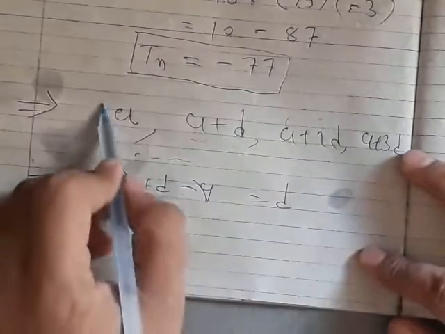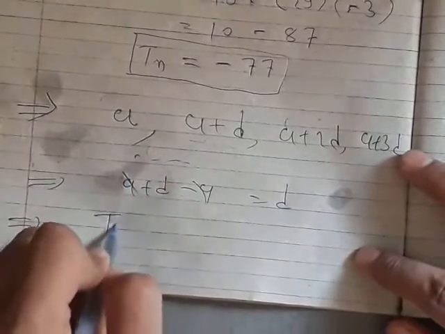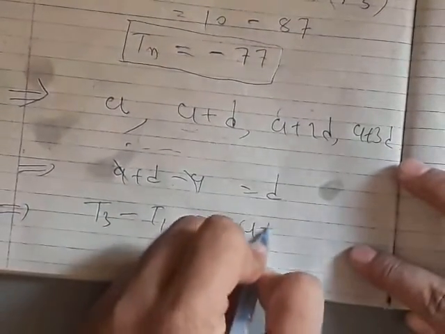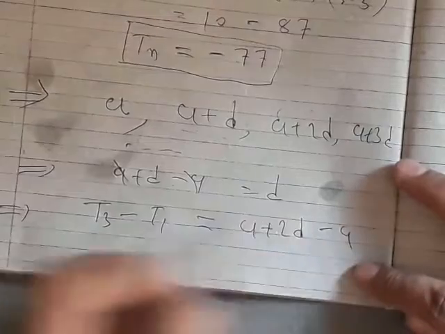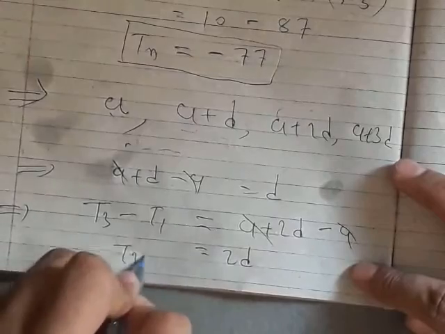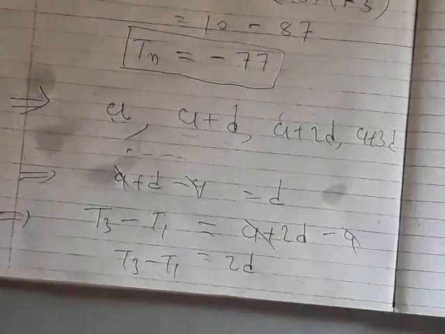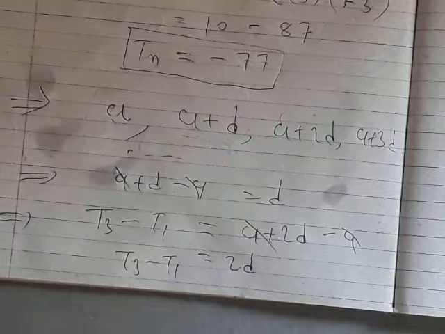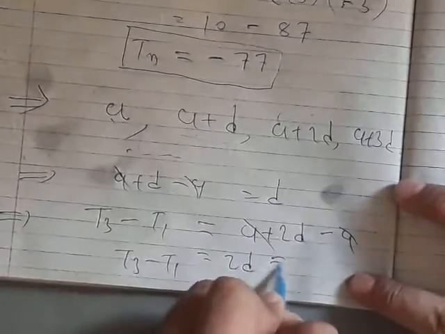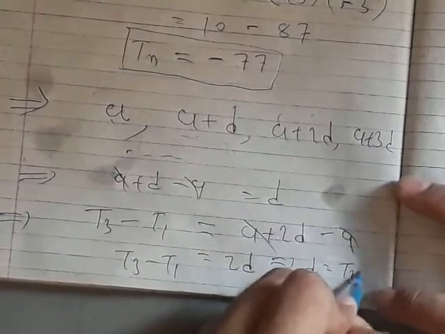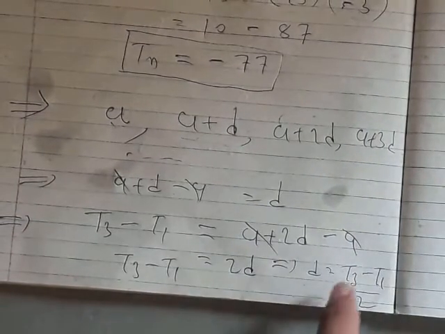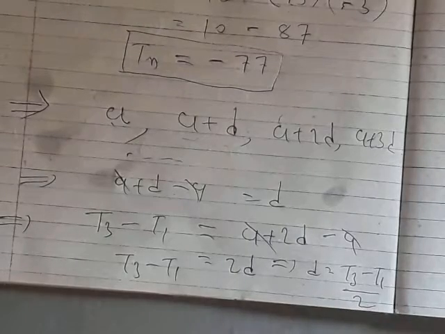See, this is the third term and this is the first term. If I do T3 minus T1, then it will be A plus 2D minus A, cancel, and we get 2D. Okay, it is not giving me D, it is giving me 2D. So how to find D? I can take this 2 here, so D is equal to (T3 minus T1) upon 2. Now you can observe that 3 minus 1 is also 2.